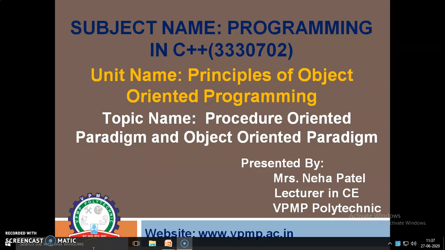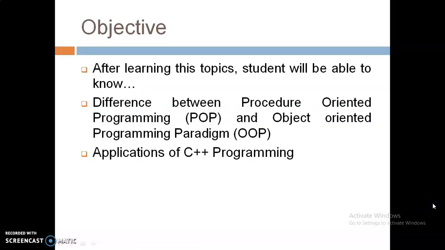Today my session is about Procedure Oriented Paradigm and Object Oriented Paradigm from Unit 1, Principles of Object Oriented Programming, of the subject Programming in C++, Diploma 3rd semester in Computer Engineering. The objective of this session is, after learning these topics, students will be able to know the difference between procedure-oriented programming and object-oriented programming paradigms. Also, students will know the applications of C++ programming.